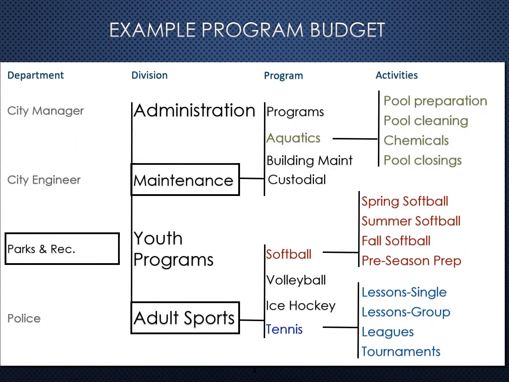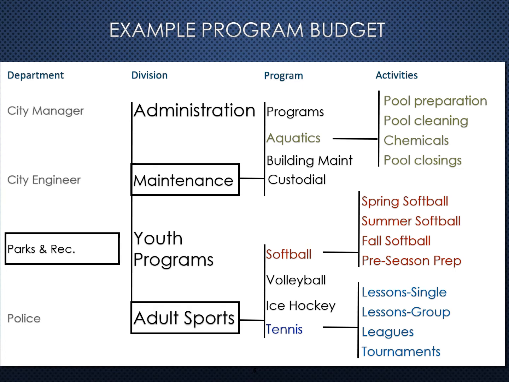So let's look at program budgets. And here we can see we've broken this down into some specific things. If we look at Parks and Rec Department, and then we look at maintenance, aquatics, and then we can see the different things that go into aquatic maintenance. We see different things there. Now, this one's a pretty specific example, but let's go down to adult sports and look at like softball and tennis, right? So we've got spring, summer, fall, and then preseason softball things going on.